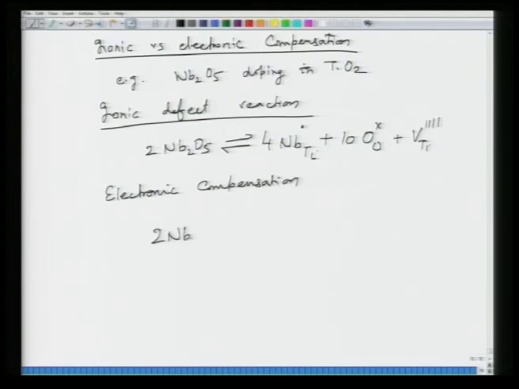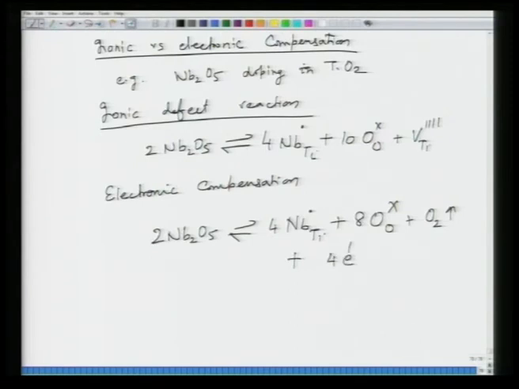So, I can again write 2 Nb2O5, again all the 4 niobiums are going to titanium sites. Oops, mistake here, plus 8 OOX plus O2, which means for 4 titanium sites I take in only 8 oxygens, rest of the oxygens go out, but now I have to balance the charge. So, which means I have to create 4 electrons.